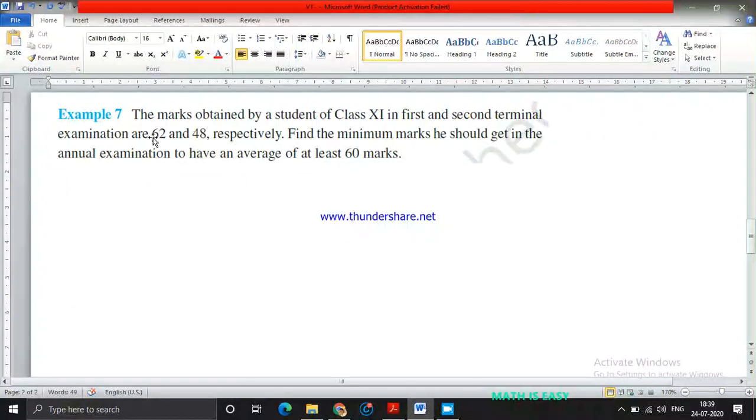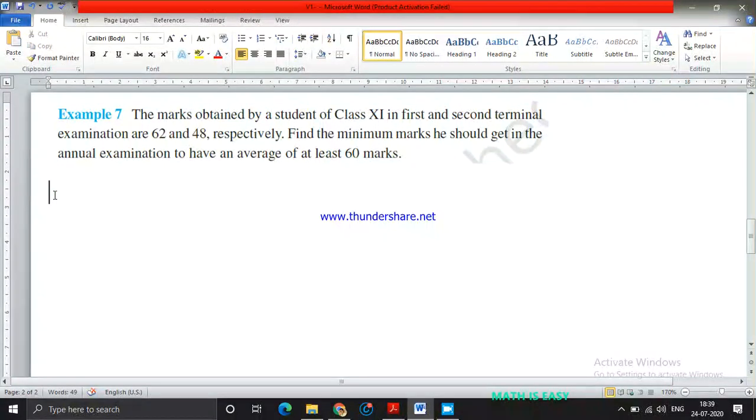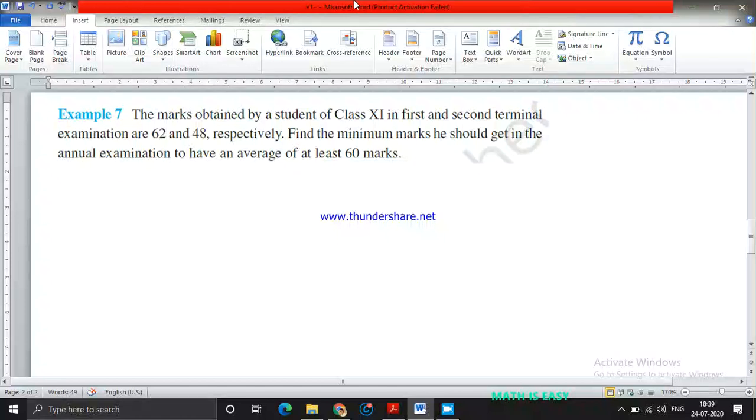So the first exam he got is 62, the second exam he got is 48. So what should be the minimum score? Minimum means a particular number or more than that. He has to score 30 or more, 40 or more, or 58 or more, or 70 or more, so that the average of all the three exams will be greater than or equal to 60.